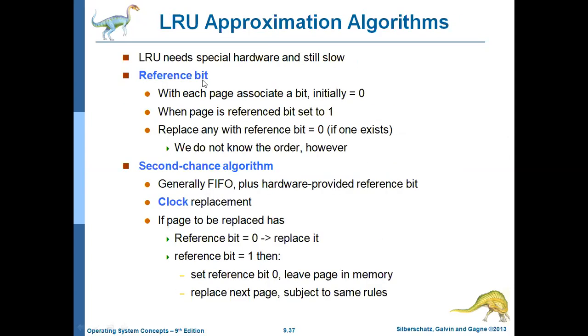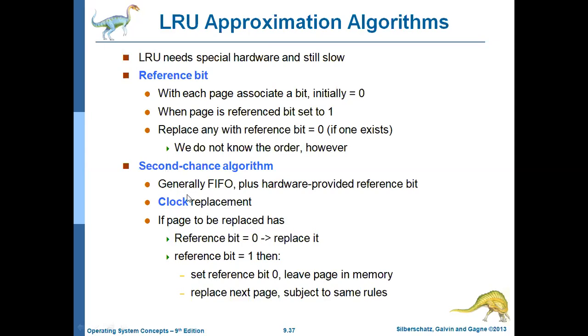One is by using the reference bit. The reference bit says either 0 or 1. With each page, associate a bit, initially 0. When the page is referenced, the bit is set to 1. Replace any page with reference bit equal to 0 if one exists. We don't know the order. Only wherever you find 1, the page is referenced; replace any with reference bit equal to 0. There comes one more algorithm for this approximation, and that is the second chance algorithm.